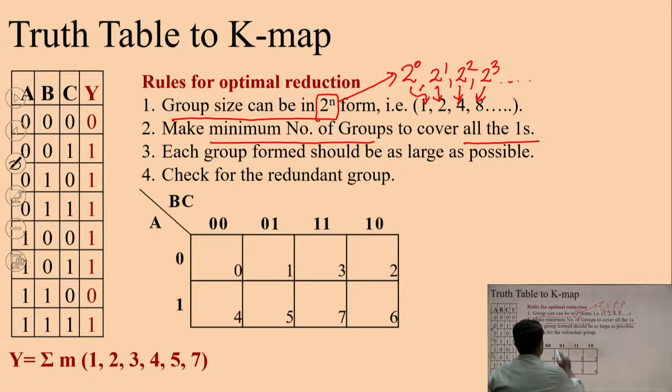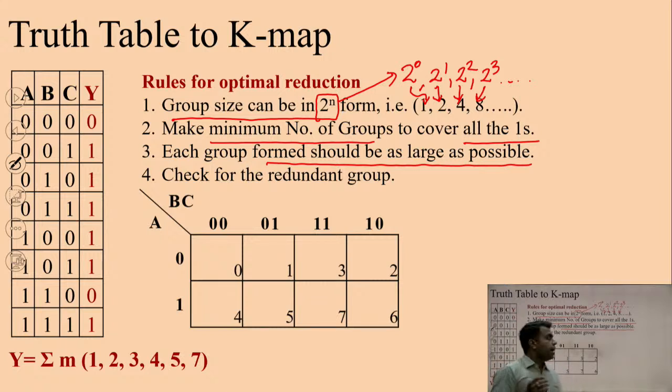Each group formed should be as large as possible. This is the next rule which has to be given priority. If a student is making a group of 4 ones and another student is making a group of 8 ones to cover the different ones, I will be prioritizing the higher size, keeping in mind that rule number 2 is not violated. First priority has to be given to the number of groups being as minimum as possible. And further, whatever groups I am making should be as large as possible.